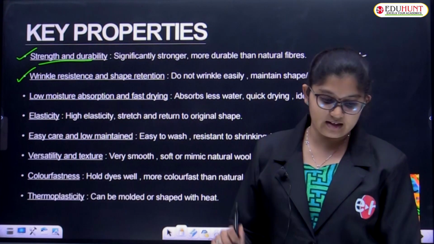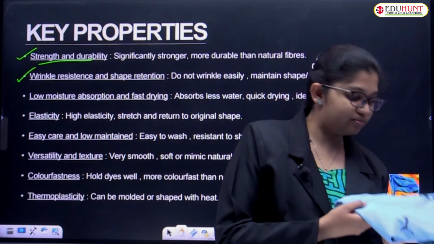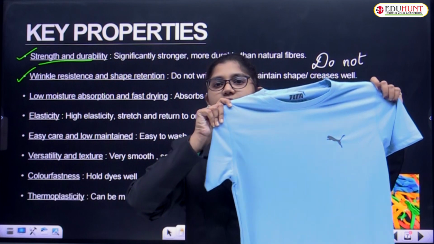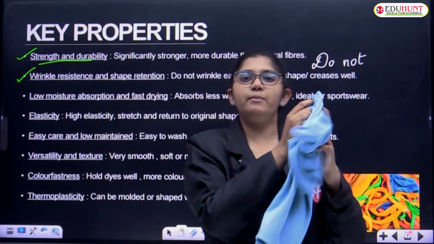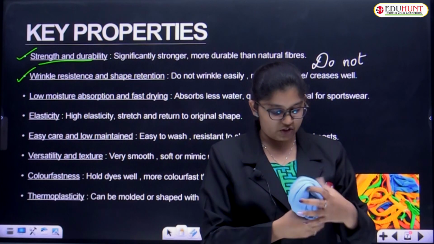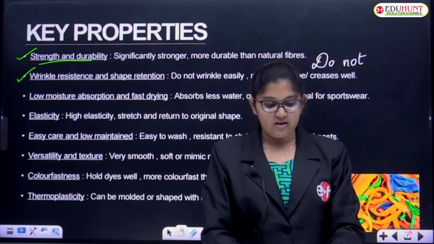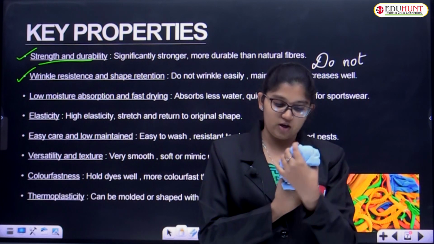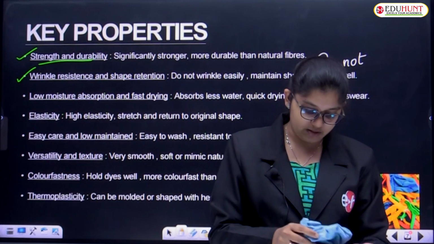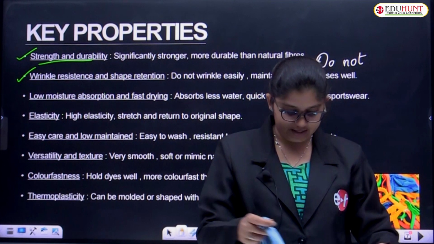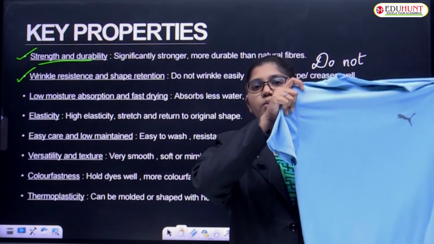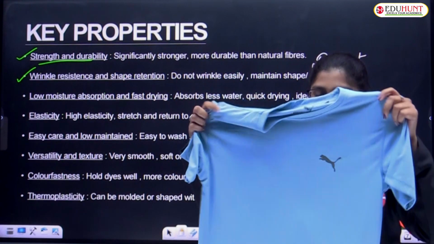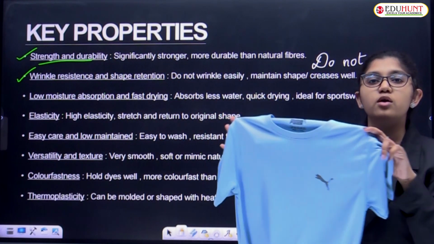For example, I have a Puma sportswear t-shirt with me. This is made of a synthetic fabric only, and here it is. See clearly. Now I'll fold it, crush it, and apply some force to make it wrinkle. But you know what happened here? Even though I fold it with hard force, see what happens. Did you observe, children? Is there any wrinkle in this t-shirt? It is maintaining its shape and it is wrinkle free.